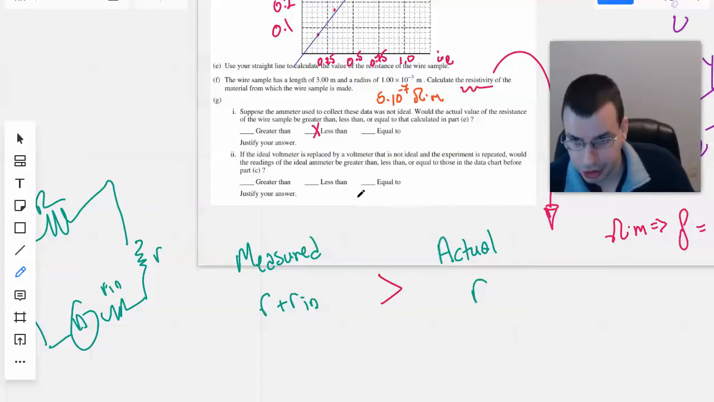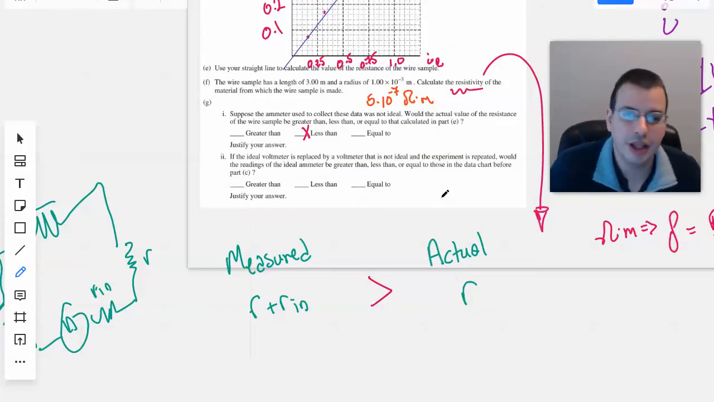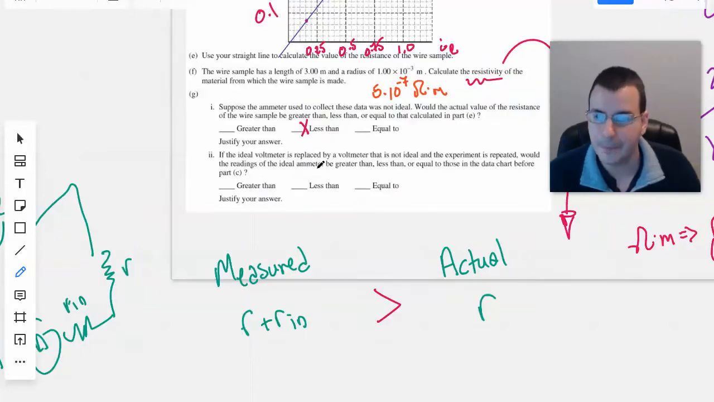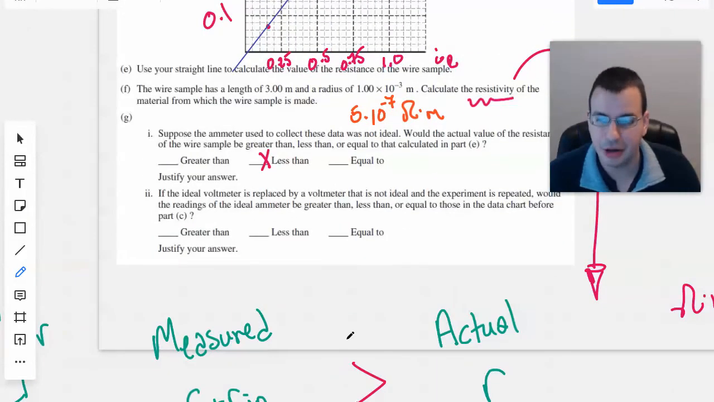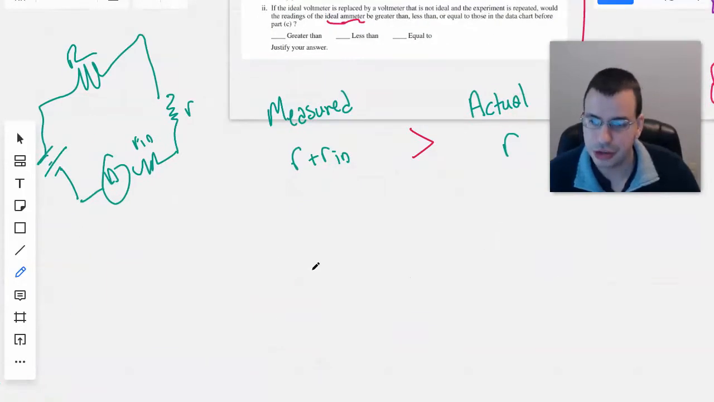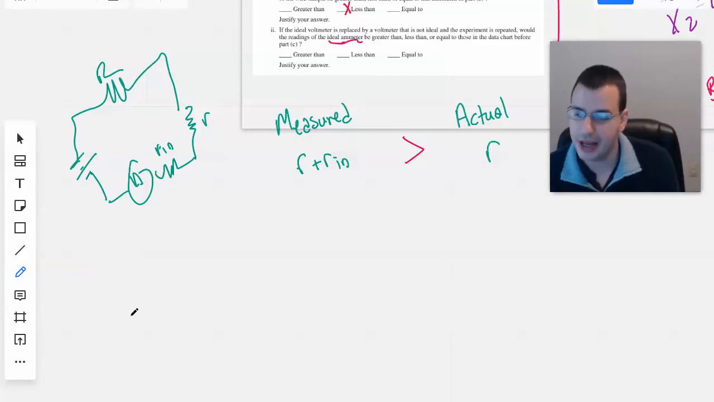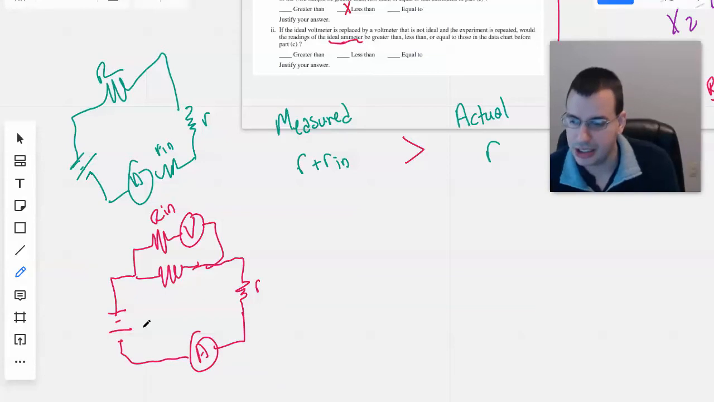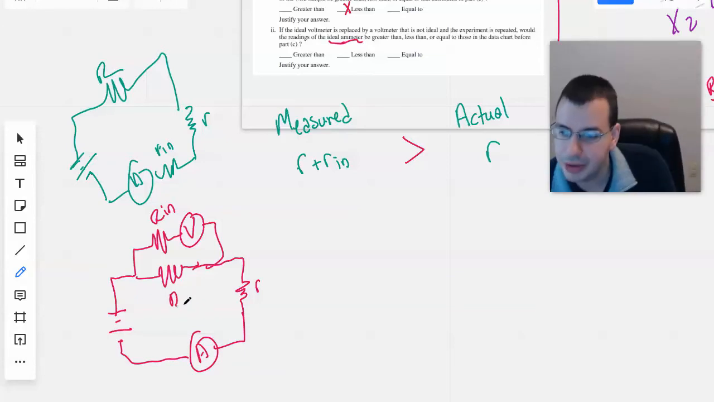If the ideal voltmeter is replaced by a voltmeter that is not ideal, and the experiment is repeated, would the readings of the ideal ammeter be greater than? Actually, okay. So it's asking about our measured ammeter readings if we have a non-ideal voltmeter. So I'm going to use the same strategy I did before, except now I'm going to draw another picture, something like this. So this is R internal. This is little r. This is our ammeter, which is again ideal. And this is big R.